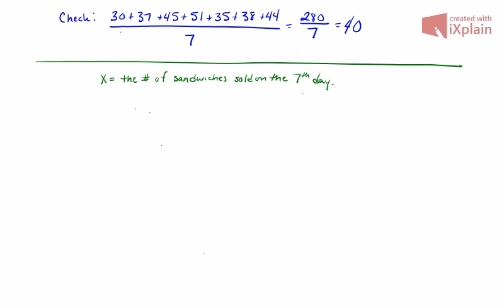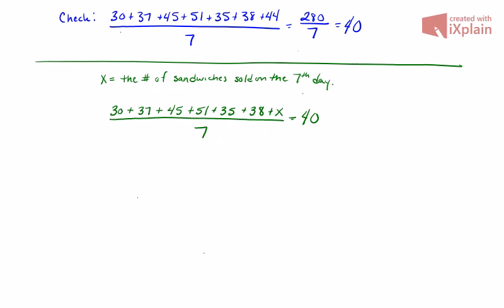But what we do know, since they're talking about averages, we do know how to set up an average. So in this case, again, day 1 sold 30 sandwiches, day 2 sold 37, day 3 sold 45, day 4 51, day 5 35, and day 6 38. And again, if I'm solving this problem, I don't know what day 7 is yet, so I'm going to put a variable in there. But I do know that when I add these up and divide them by 7, since there are 7 pieces counting that variable, I know that my variable should be equal to 40.